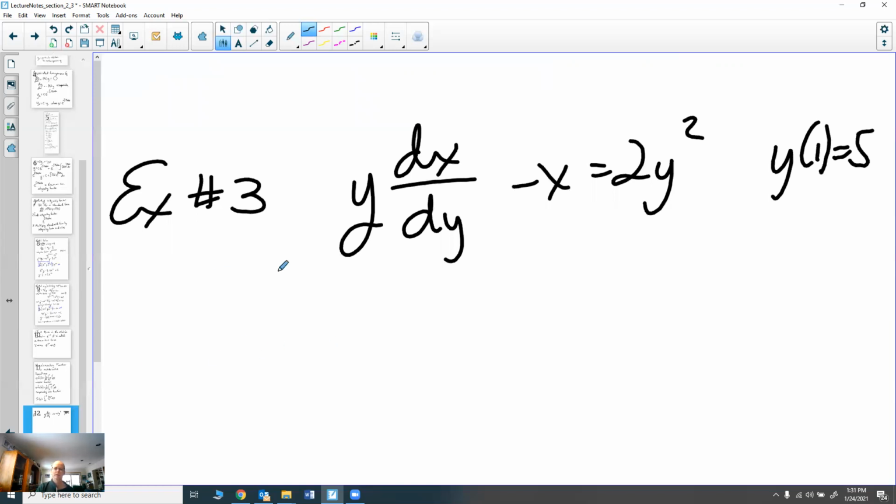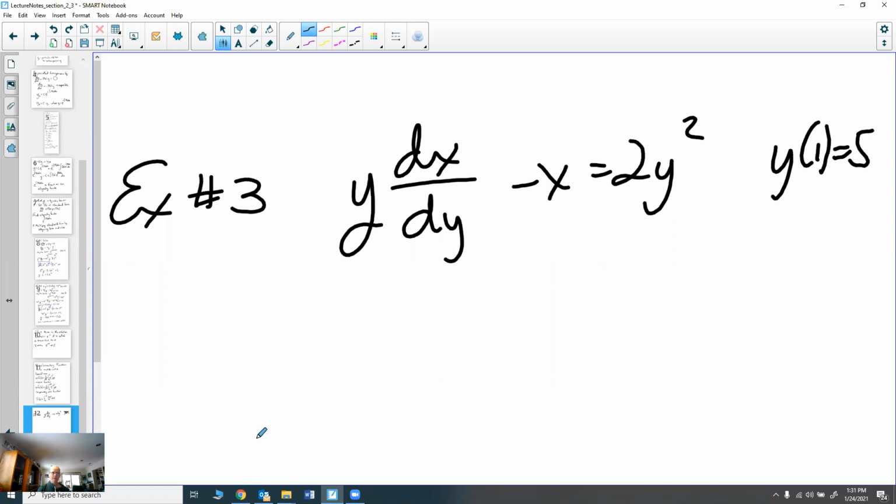Let's do one more example. This one will be an initial value problem. So when we're done, we'll have to find that initial value. So again, I want to solve this and find out what we're going to have.